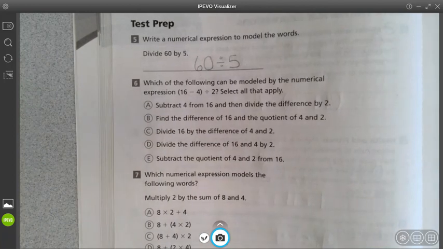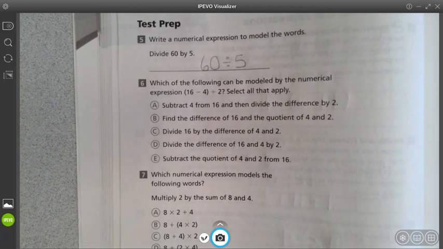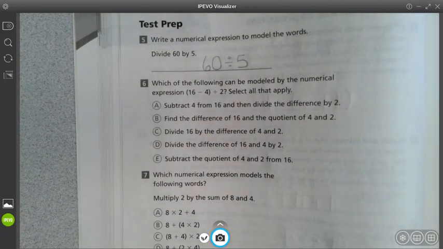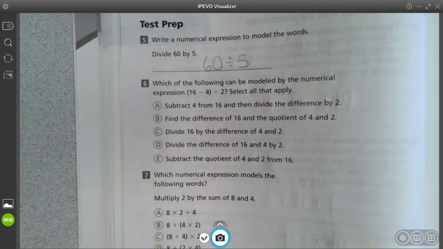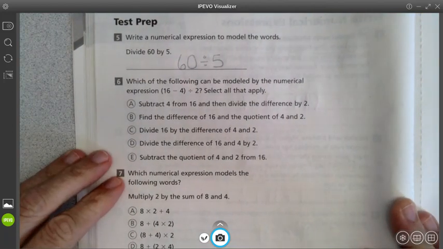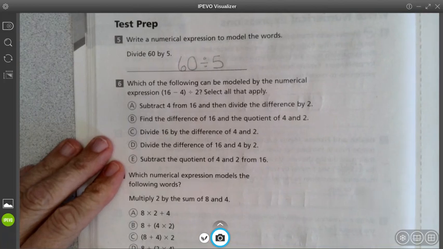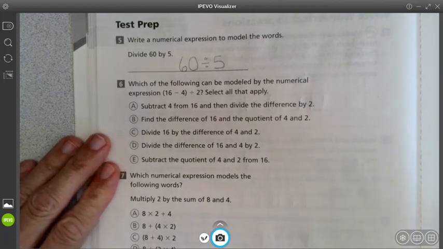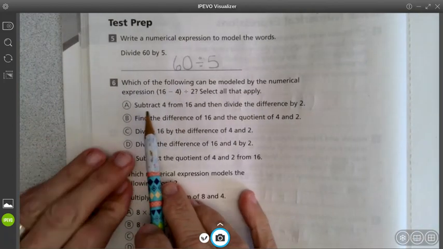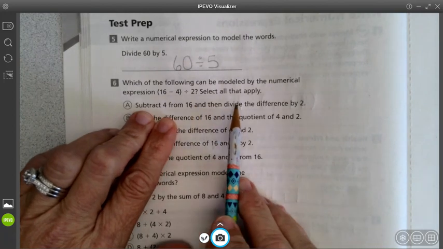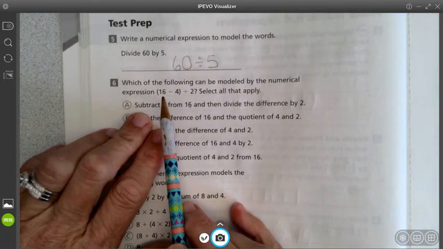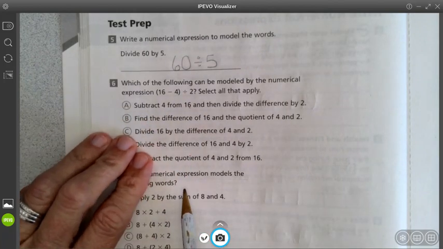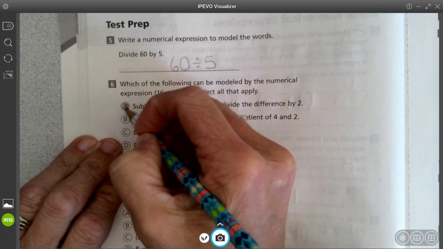Which of the following can be modeled by the numerical expression? The difference of 16 and 4 divided by 2. It says select all that apply. So that means to me that there's probably going to be more than one right answer. So the difference between 16 and 4 divided by 2. The first one says subtract 4 from 16 and then divide the difference by 2. So let me look back. Does this say subtract 4 from 16 and then divide the difference by 2? That is a good choice right there.